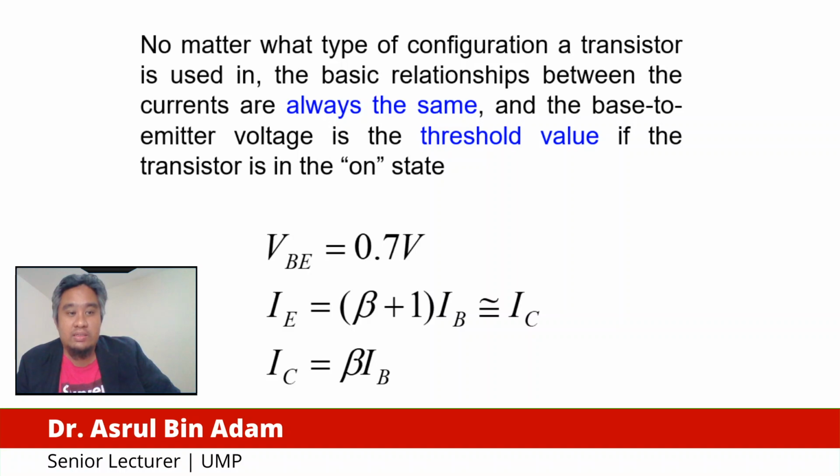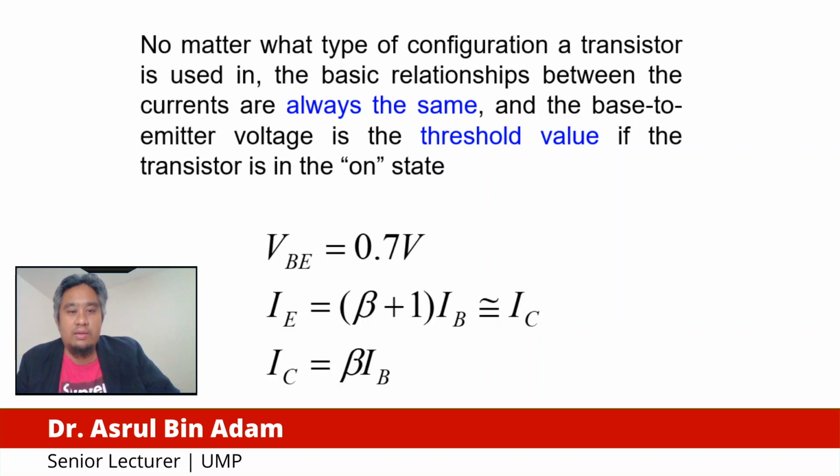So for example, we have VBE, which depends on the diode material. For example, we use silicon. We assume that in our class today we use silicon material, so our VBE is equal to 0.7.